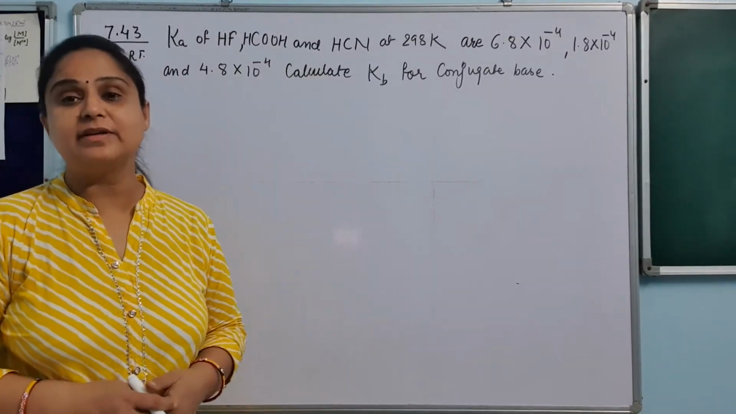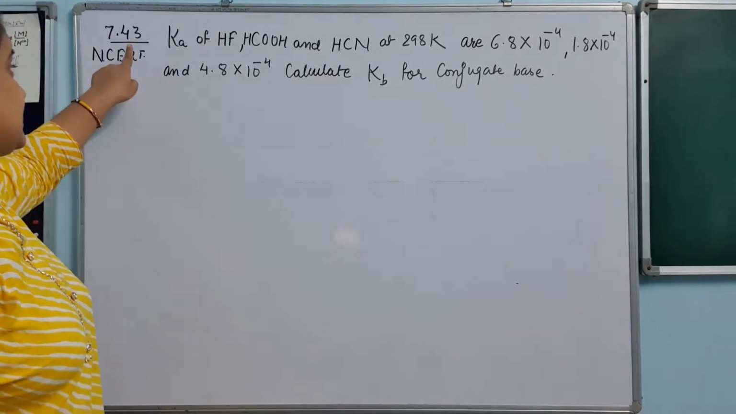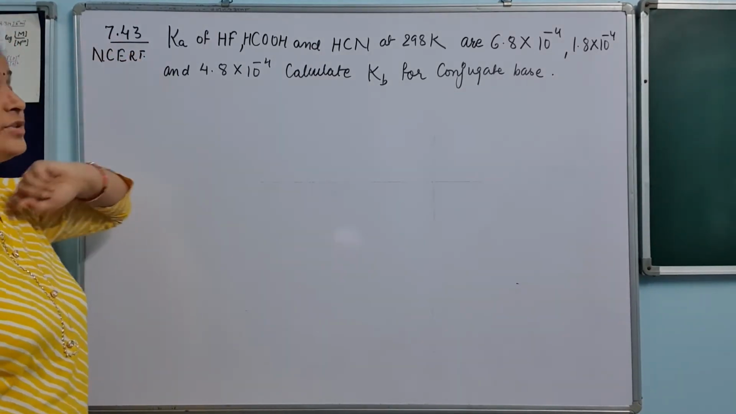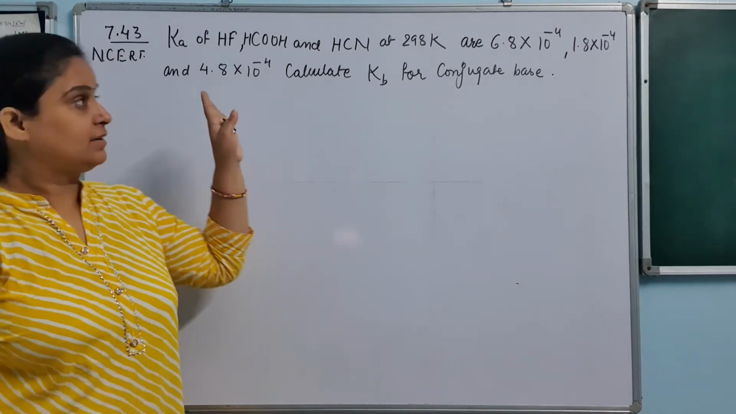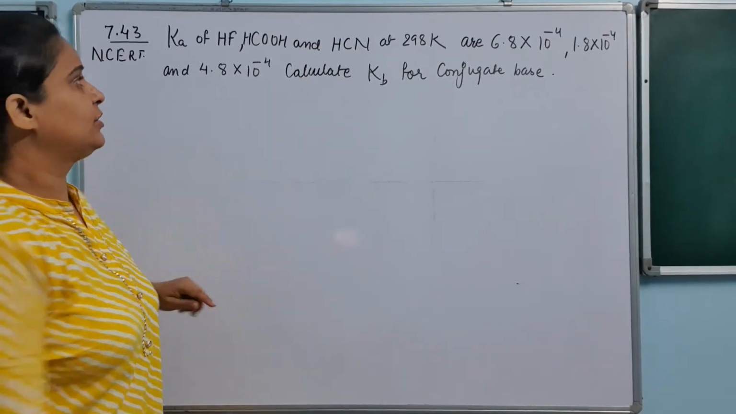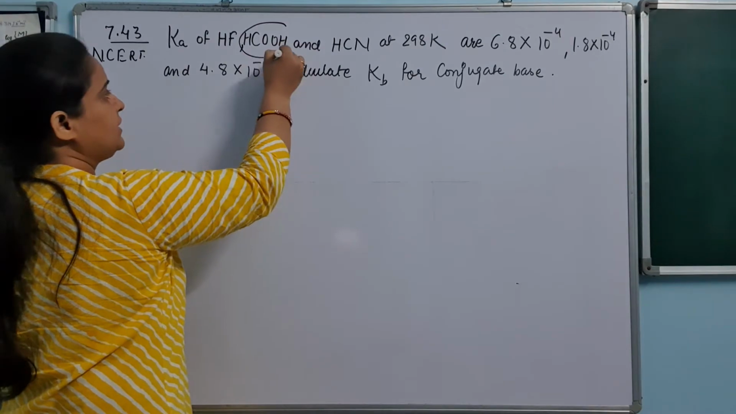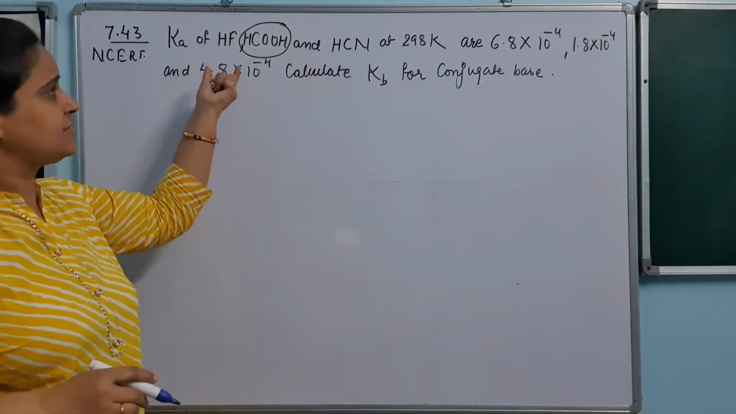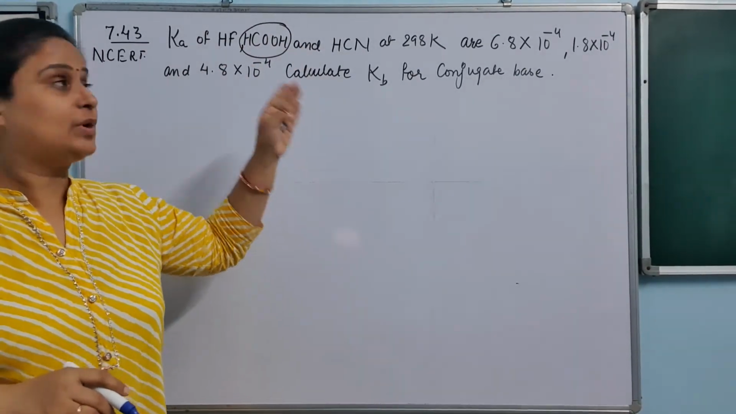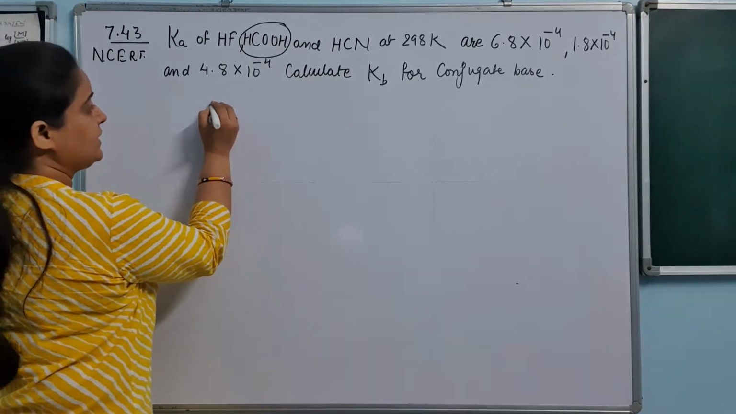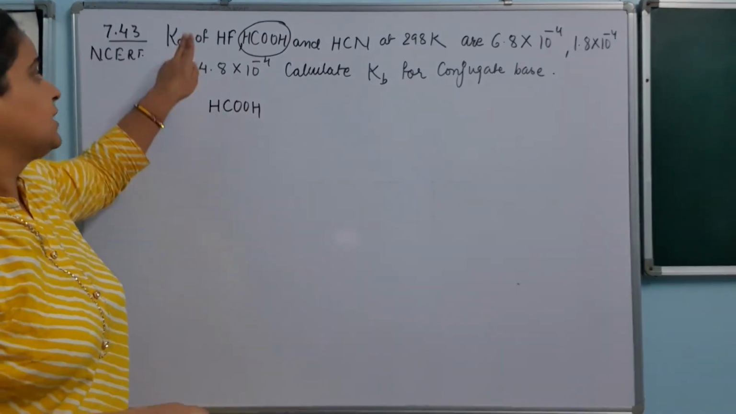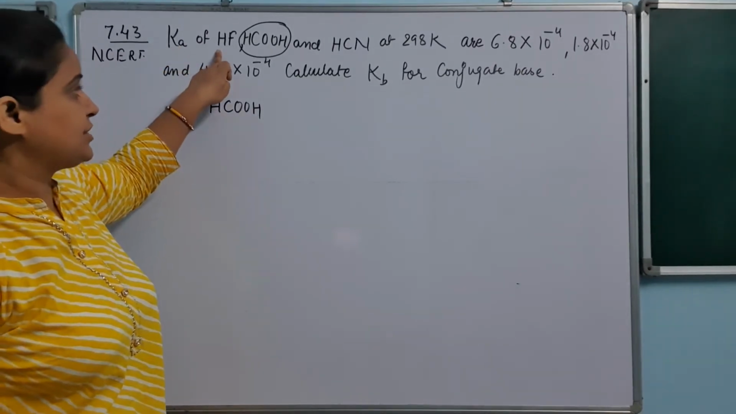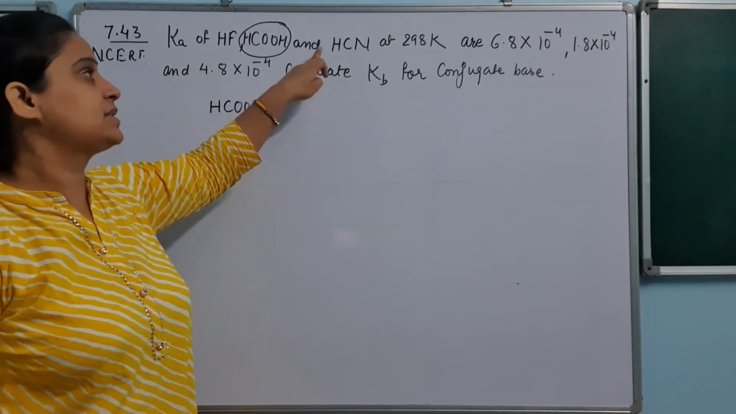So here I am having a question which is given from NCERT, that is 7.43 question from NCERT backside exercise. I have taken this question. There are 3 parts in the question, but I am taking only the example of one. That is ये मैं ले रही हूँ because dissociation of HF is already taken by me. So I am taking this time acid HCOOH. So look at the question first. They are giving you the Ka of HF, Ka of HCOOH, and these.